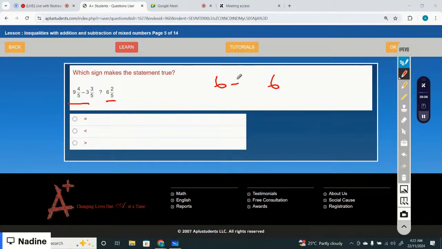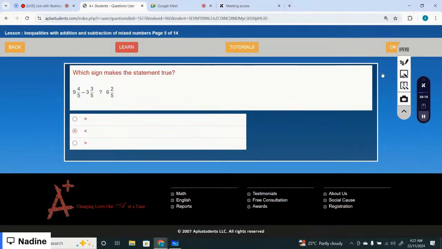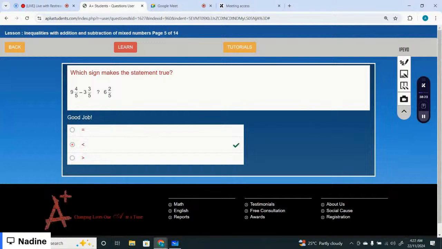fractional part. 4 by 5 minus 3 by 5 is 6 whole 1 over 5, and the other is 6 whole 2 over 5. If you look at their fractional part, 1 over 5 is less than 2 over 5. So that means 6 whole 1 by 5 is less than 6 whole 2 by 5. Option number 2 is the correct option.